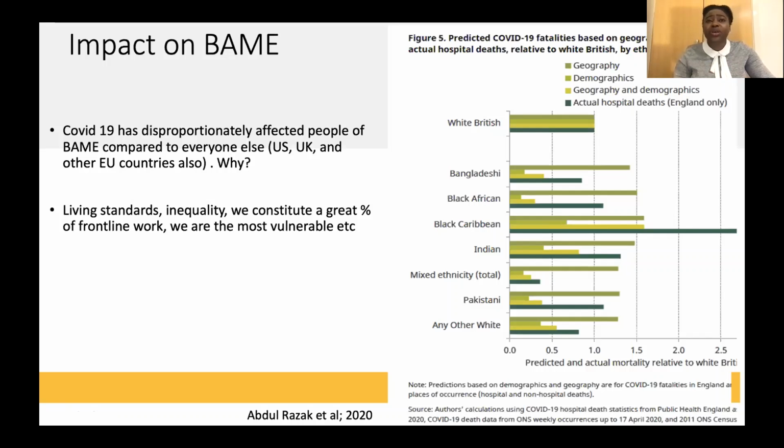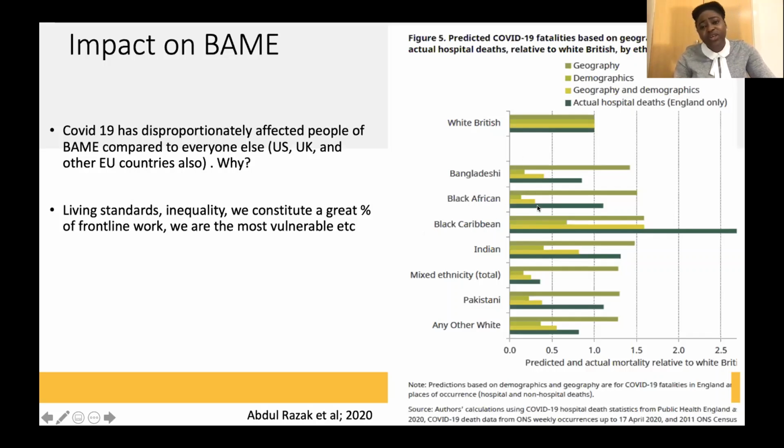But some examples include our living standards, poor living standards, inequality. We constitute a great percentage of frontline workers. We are the most vulnerable. We suffer from comorbidities and so many reasons. I can go on and on and on. But yes, we are the highest. We are the worst hit by COVID. And look at the graph here. People did not just wake up one morning to want to discriminate against us and say we are the highest hit. They have done their research, they have done studies, and there's lots and lots of information out there to back up their study.